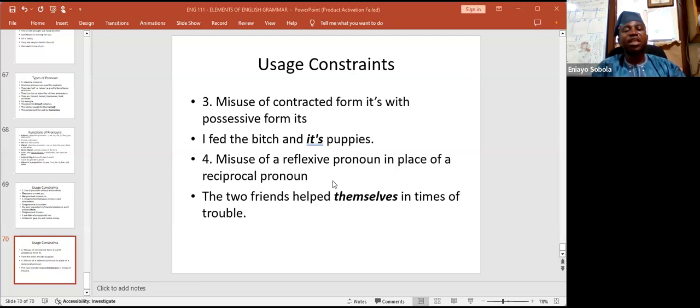For example, the two friends helped themselves in time of trouble. Themselves means that the first friend helped himself, while the second friend helped him or herself. They do not do anything for each other. So these are the constraints in the use of pronouns.